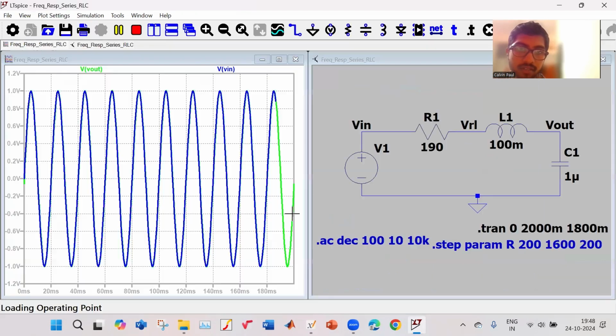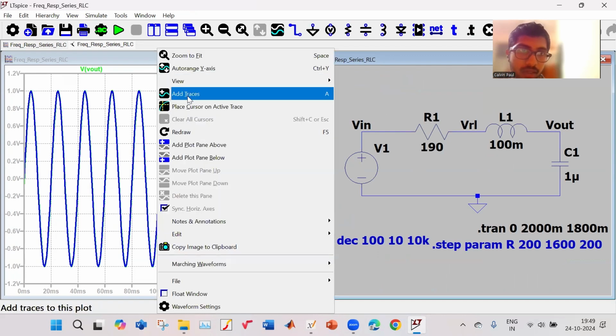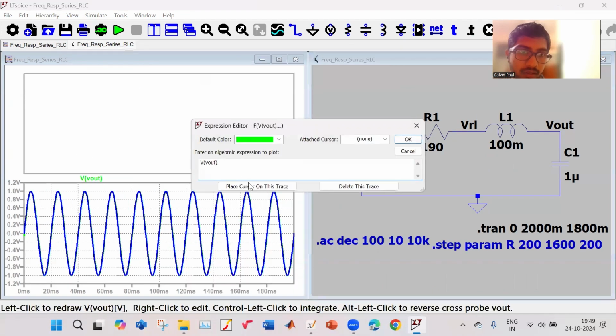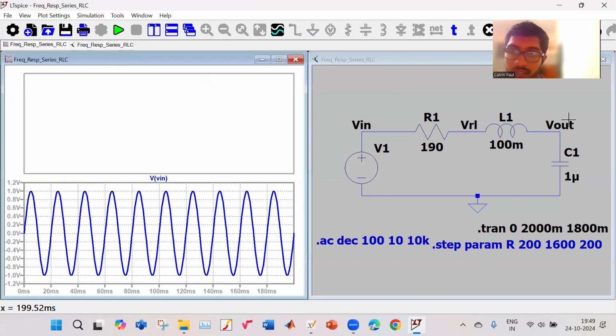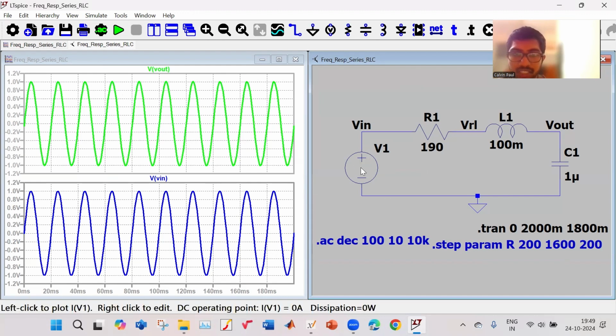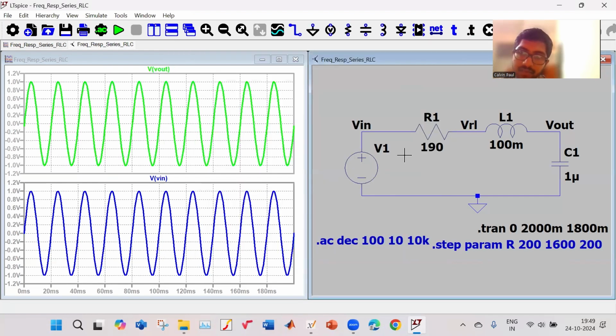So I will run this. This is my input and this is my output. Both V output and V input are in phase, and both have equal amplitude. This is at the frequency of 50 Hertz, when my frequency is much less than my natural frequency.